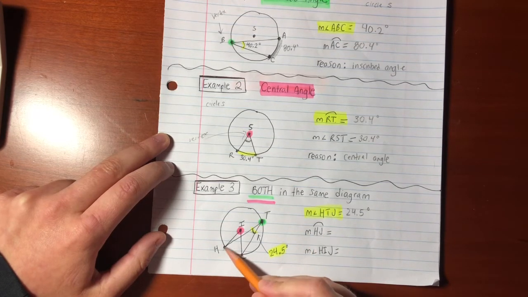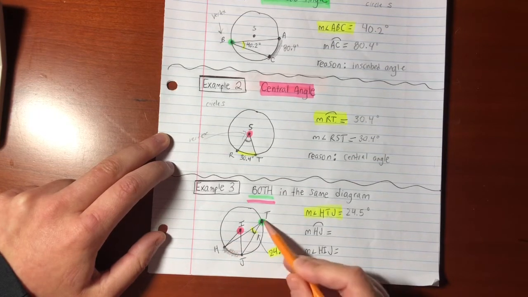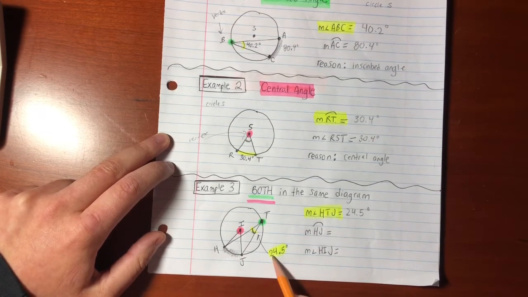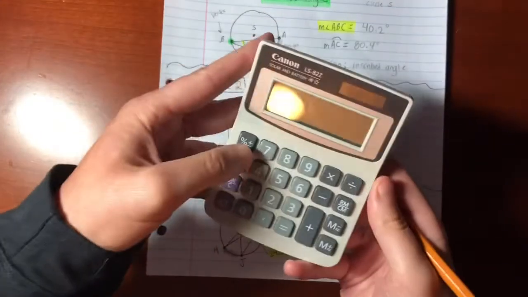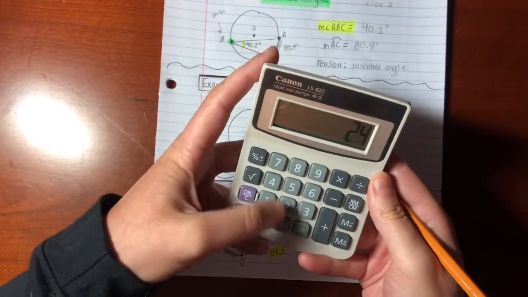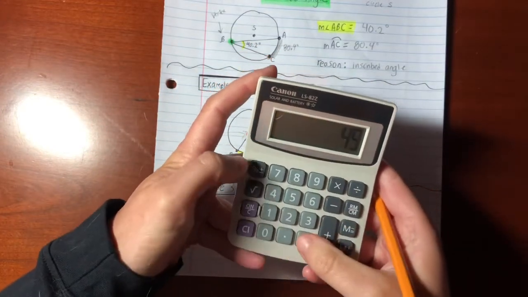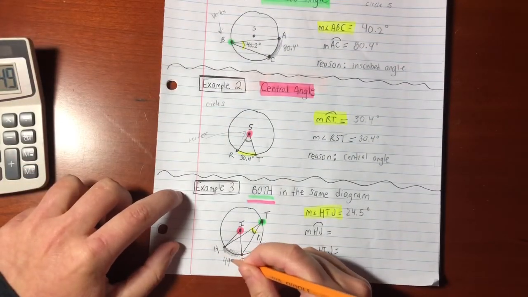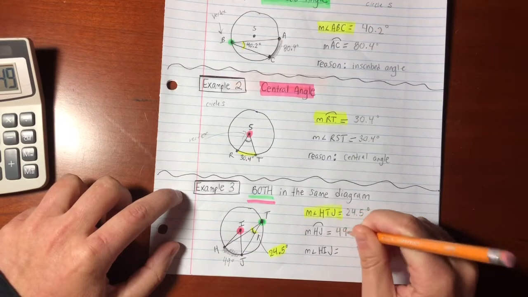So let me find arc HJ. Here it is, right? And that's the arc that's being intercepted by that angle HTJ or JTH. So again, if I know that inscribed angle is 24.5 degrees, I know the arc that's being intercepted is double that number. So if I do 24.5 times 2, and you can use your calculators here, that's going to give me 49. So that means the arc here is 49 degrees, so I'll fill that in here.